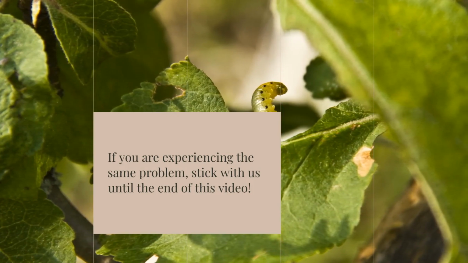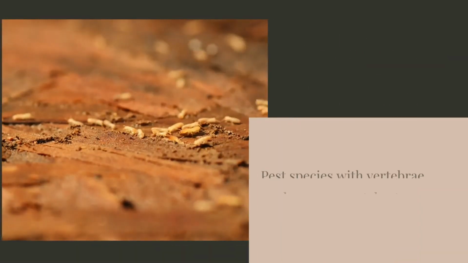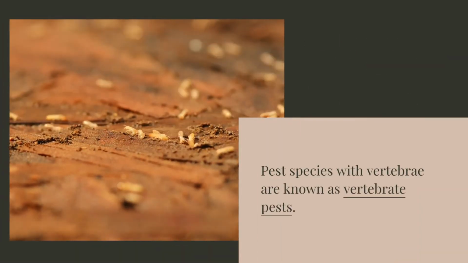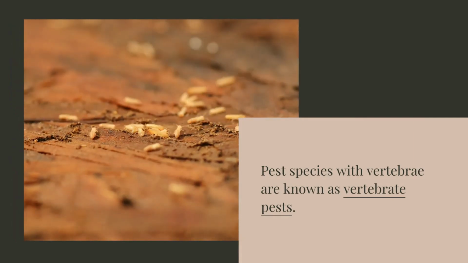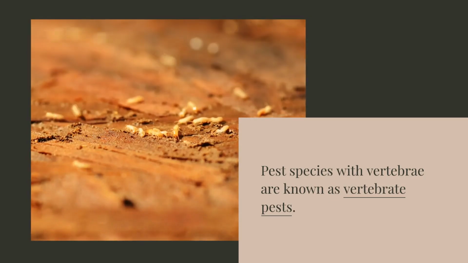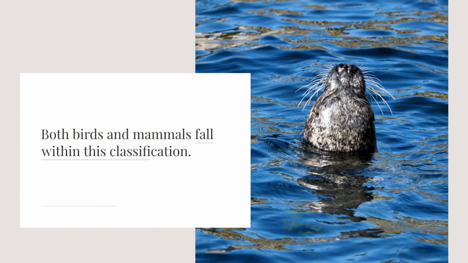Mississippi gardens and landscapes are plagued by a variety of pests, including both vertebrate and invertebrate pests such as insects, spiders, snails, and slugs. Pest species with vertebrae are known as vertebrate pests. Both birds and mammals fall within this classification.